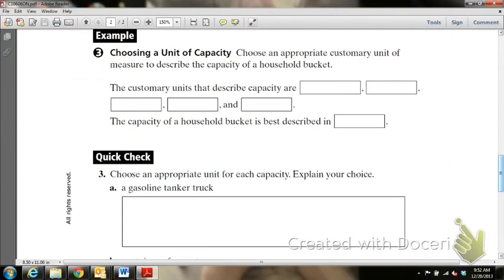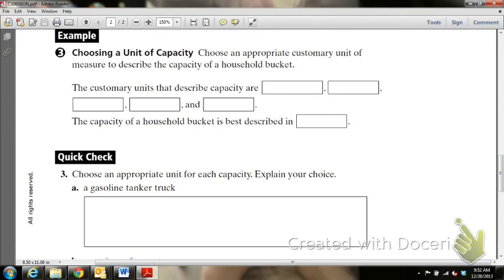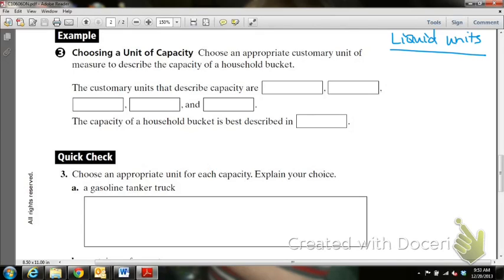Okay, now in the next one we're going to talk about capacity. Let's scroll this over a little bit. Capacity is really like liquid units, or what we use to fill things with. All right, so we have a fluid ounce, which is the smallest one, and we use FL for fluid and OZ for ounce. That helps to distinguish between a regular ounce, like in pounds, or a fluid ounce.